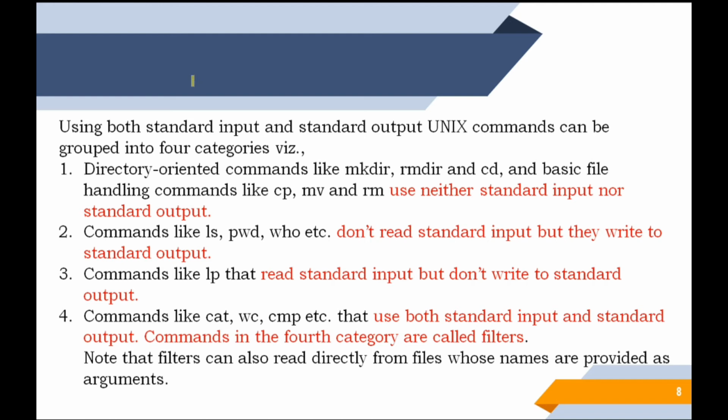Then, using both standard input and standard output, Unix commands can be grouped into 4 different categories. The first one is directory-oriented commands like mkdir, rmdir and cd, and some basic file handling commands like cp, mv and rm. They use neither standard input nor standard output, they just perform their operations.